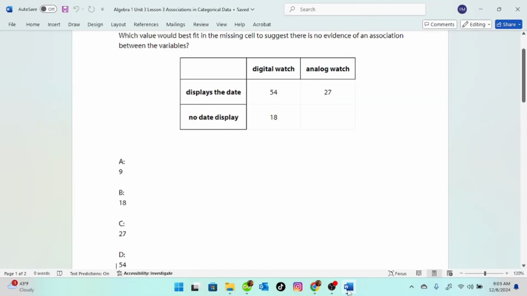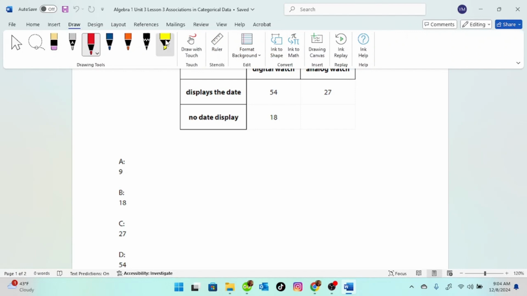Now we can begin the practice problems for Lesson 3. Our first practice problem asks, which value would best fit in the missing cell to suggest there is no evidence of an association between the variables?